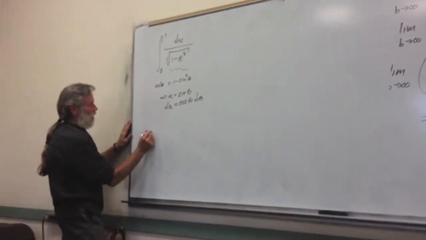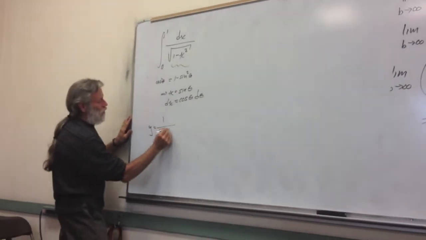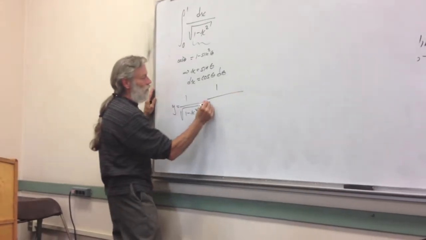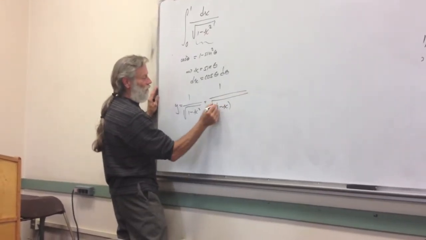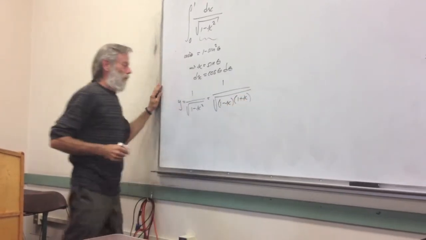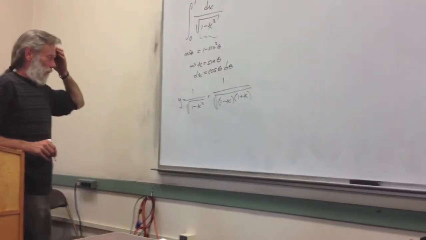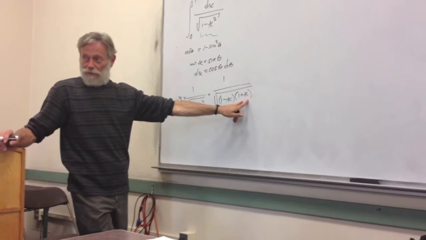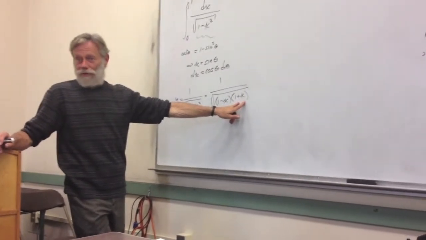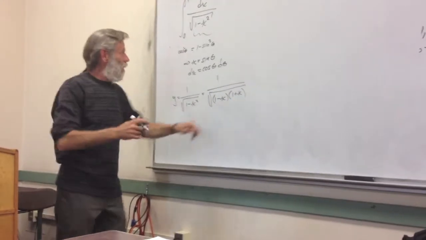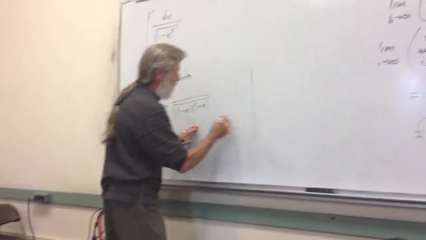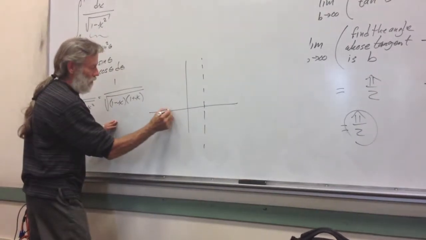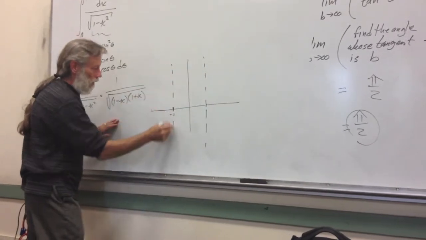Let me draw it down here. We've got y is 1 over the root of 1 less x squared. Certainly that's 1 over the root of 1 less x times 1 plus x. Well, what do I know? I know that at 1 or at minus 1 I get division by 0. Division by 0 again gives us a vertical asymptote. So I've got my axes here, then at 1 a vertical asymptote, and at minus 1 a vertical asymptote.